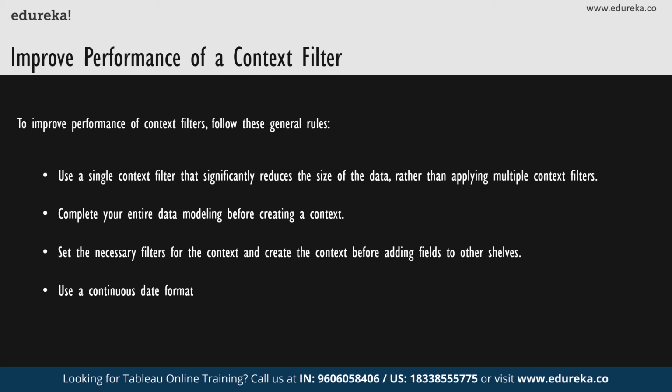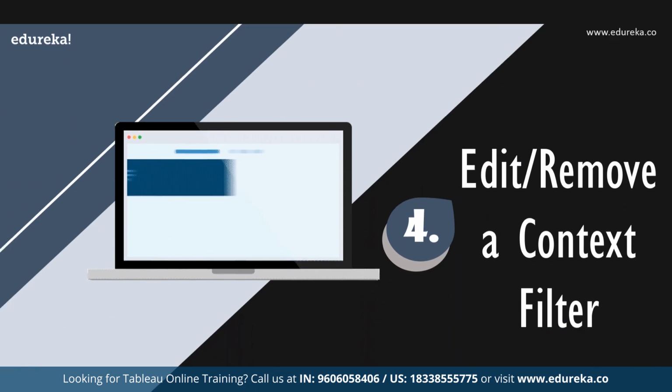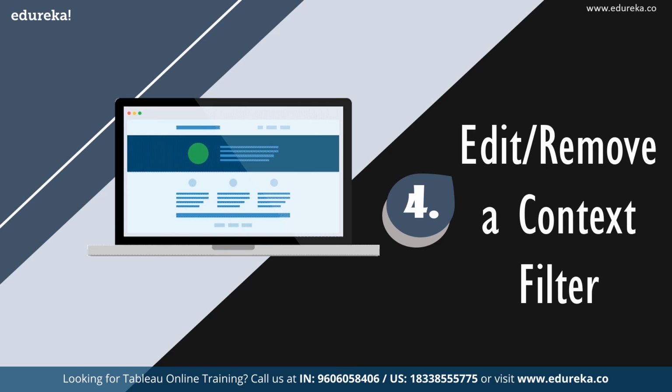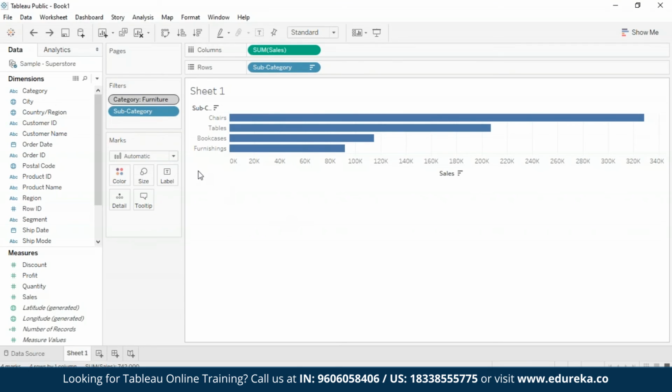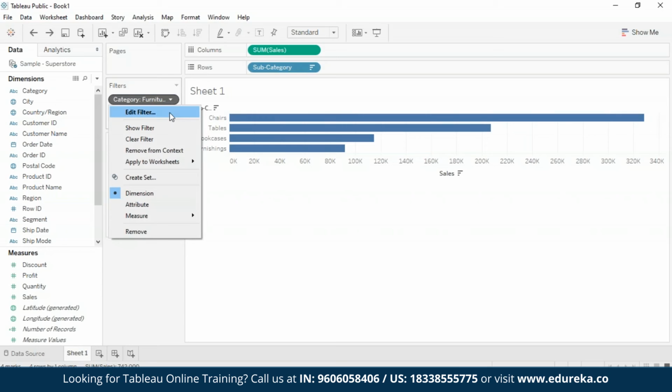Now that we got a knowledge overdose, let's go back to our demo machine and look at how we can modify a context filter. There are two ways in which you can modify your context filter. One is if you want to edit the filter and the second is if you want to remove it. But both of them are done exactly the same way. It's fairly simple. All you have to do is go to the filter shelf, check your context filter, which is in gray. You click on this little drop down arrow on the right. And there you get a drop down menu where you have options such as edit filter, show filter, clear filter, remove from context, and so on.